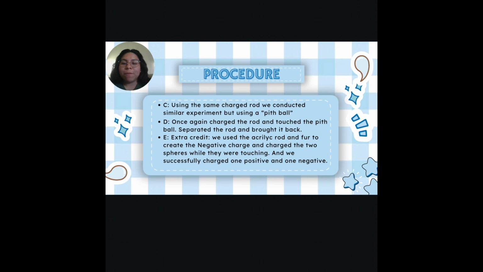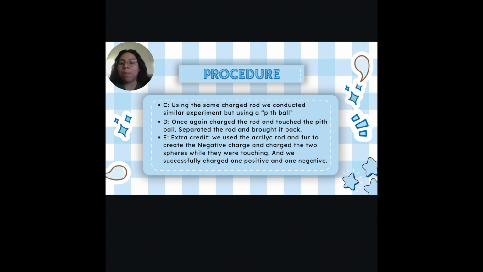Our next step for our lab was part C, and it was using the same fur and PVC rod. We conducted a similar experiment of charging the rod, but this time we saw the attraction, or what would happen, with the pith ball. From there, part D was once again using the same rod, charging it, and then we touched the pith ball, separated the rod, and then brought it back to see what would happen.